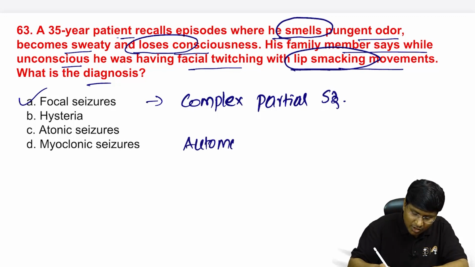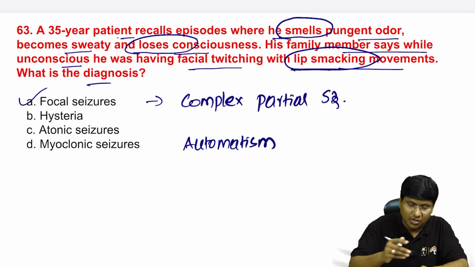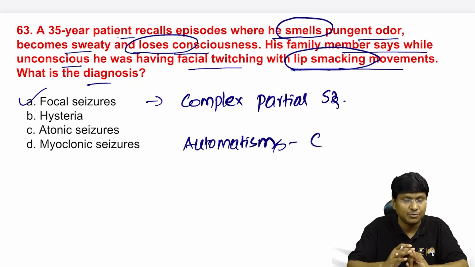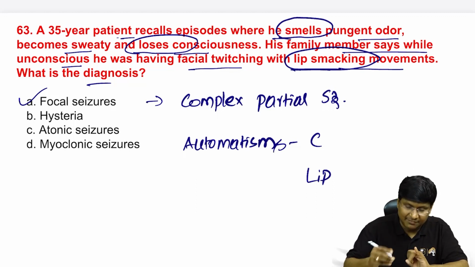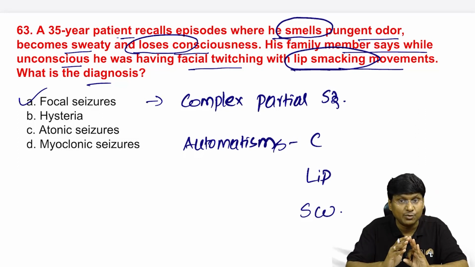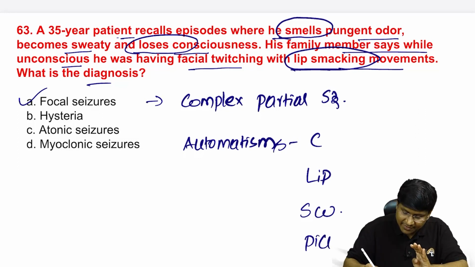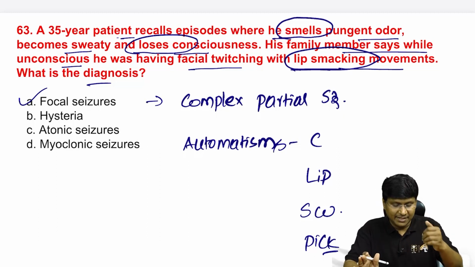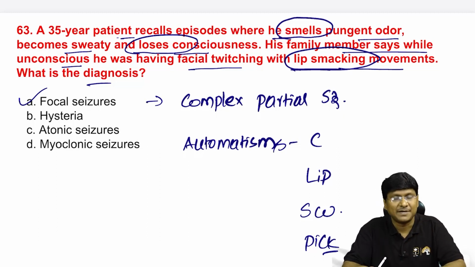Now, what will be the automatisms in case of the complex partial seizures? The automatisms that you will have are abnormal chewing movements, lip smacking, swallowing movements, and picking movements. So these are the automatisms that you will have in case of the complex partial seizures.